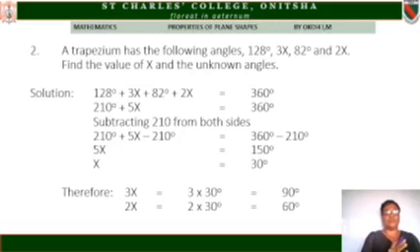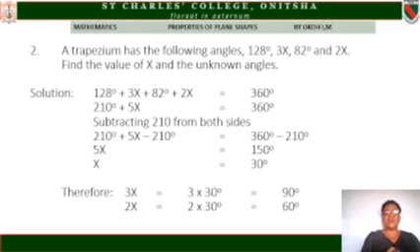Then example 2. We have a trapezium. We say that a trapezium has the following angles: 128 degrees, 3x, 82 degrees, and 2x. Find the value of x and the unknown angles. First of all, what is the sum of angles of a trapezium? A trapezium is a quadrilateral, and the sum of angles of a quadrilateral is equal to 360 degrees. So we now solve. We said that 128 degrees plus 3x plus 82 degrees plus 2x is equal to 360 degrees.